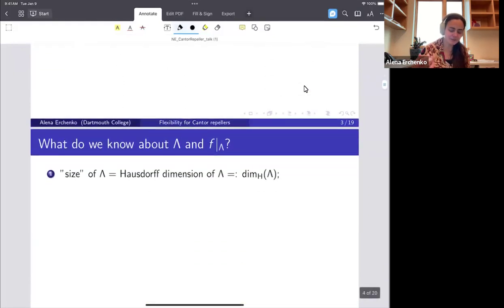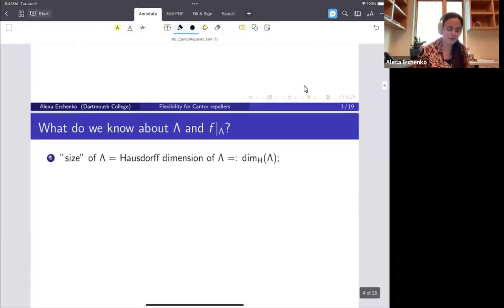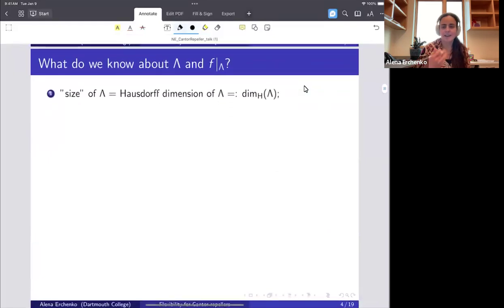But let's look at it from this point of view: what can we say about Lambda, or f on this Lambda set, our invariant set? First, I got this invariant set, and it's not the whole interval [0, 1], but how large is it? We can understand largeness in the sense of Hausdorff dimension. Let me recall the definition, just in case.